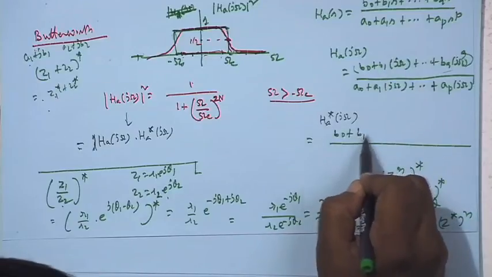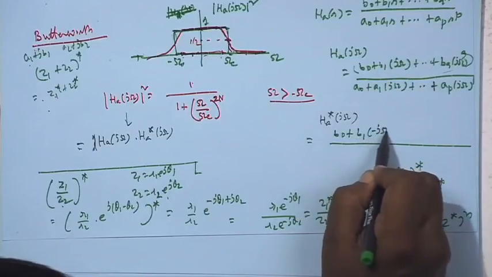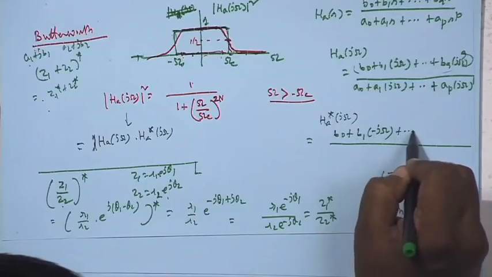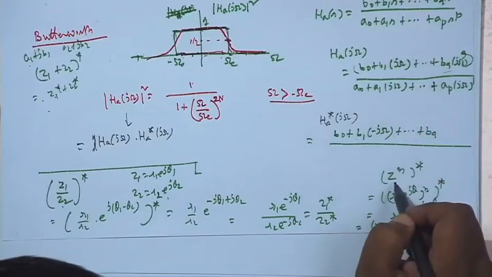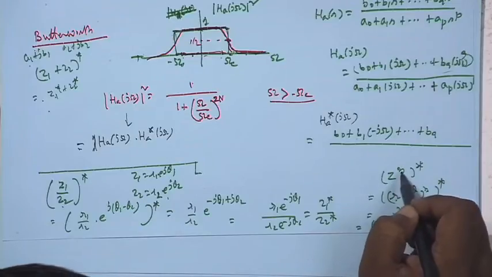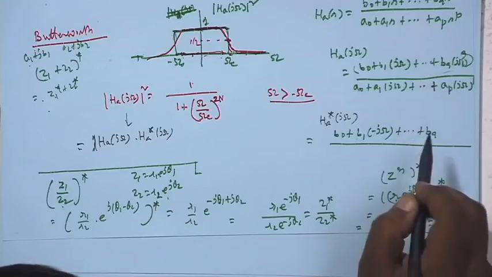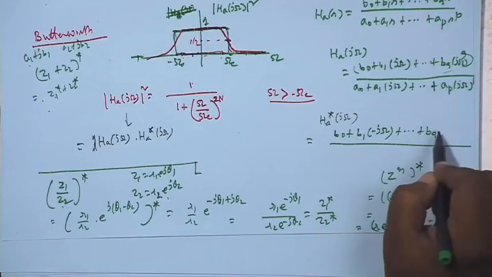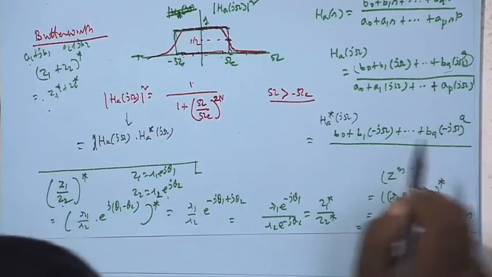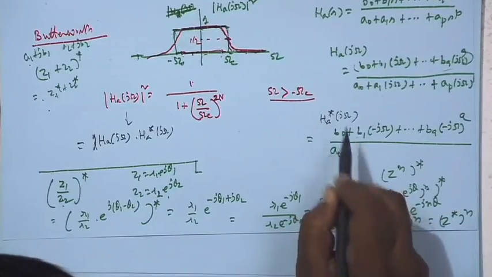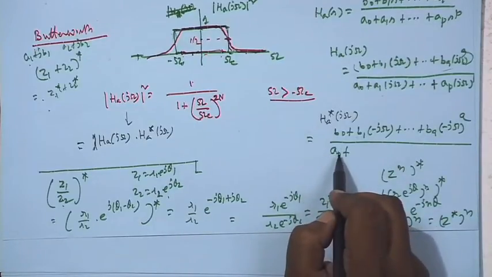So, b 1 remains as it is. j omega, its conjugate becomes minus j omega, and so on up to b q, j omega whole to the power q. I told you any complex number raised to some power q and then star will be the same as first conjugating it and then raising to the same power. So first you conjugate it, minus j omega whole to the power q, divided by, in the same way, the conjugate of a 0, that is nothing, a 0 only.